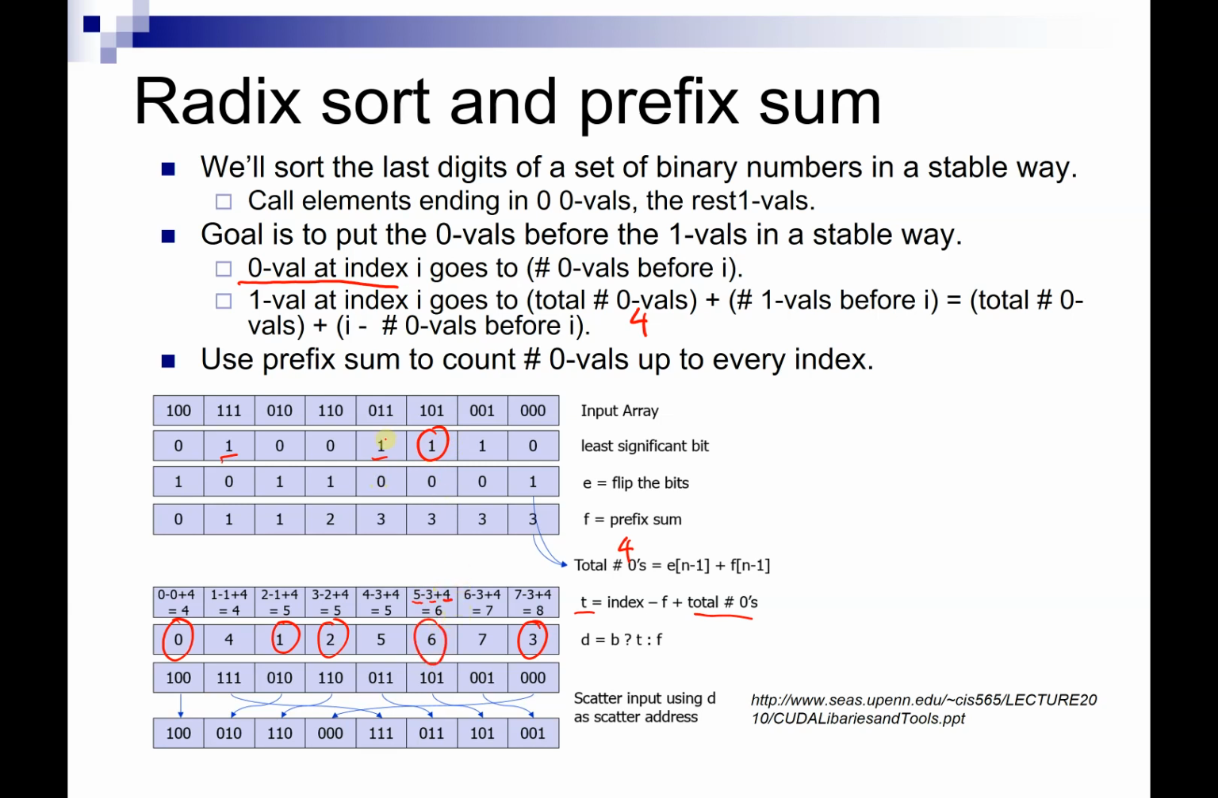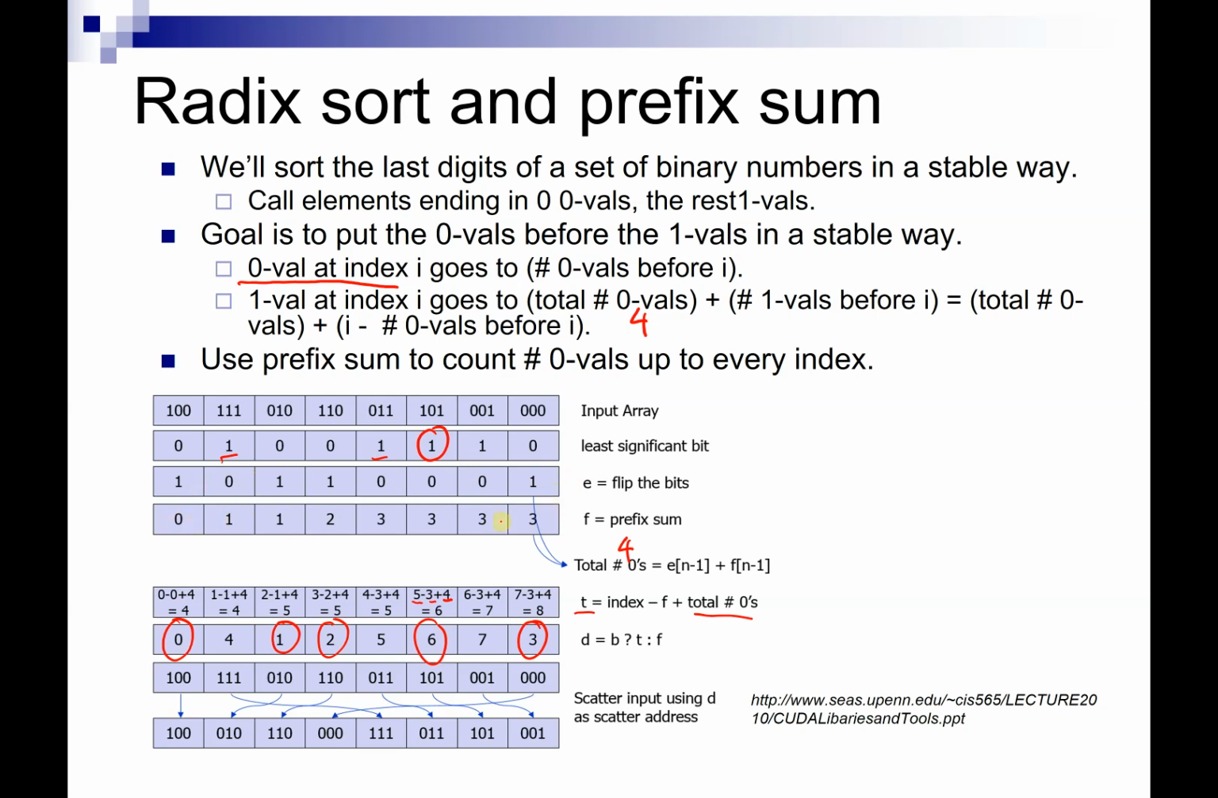Okay, and likewise you can do a similar computation for all of the 1 values. So that's basically the algorithm. What we're going to do is first produce all of these bits. Obviously that is a parallel operation. And then next we're going to flip all the bits, which of course is also parallel.